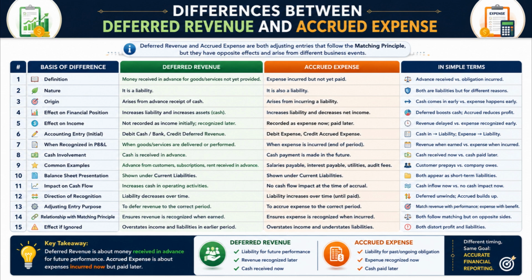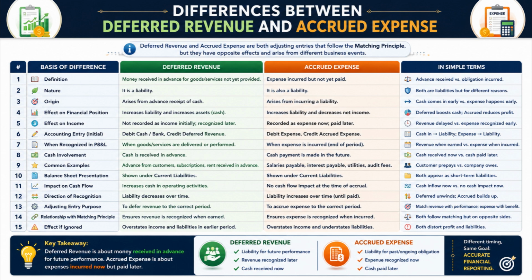Number 3. Deferred revenue is considered a liability because the company still has an obligation to perform services, whereas accrued expense is also a liability because the company must pay outstanding expenses. Number 4. Deferred revenue increases cash and liabilities at the same time, whereas accrued expense increases liabilities and expenses together.